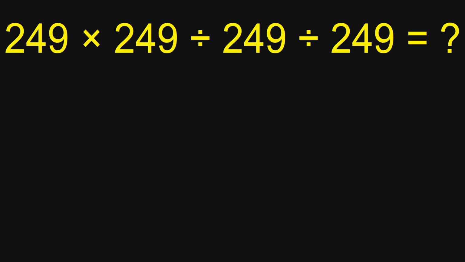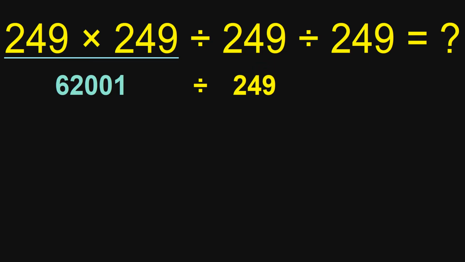We have 249 times 249, which equals 62,001. Rewrite our problem and we get 62,001 divided by 249 divided by 249. So we have to work from left to right.